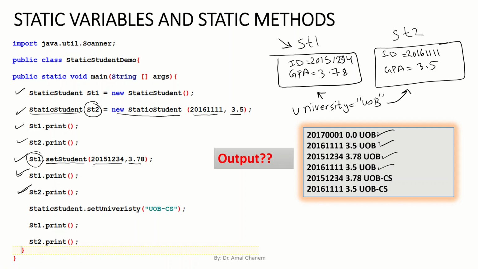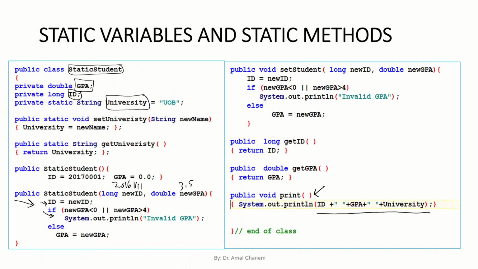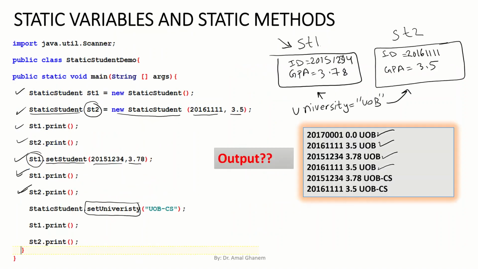Now let's call the method setUniversity. The method setUniversity has been declared in the previous slide as a static method. The way we can call this method, we can call it in three different ways. We can say st1.setUniversity, or st2.setUniversity, or we can use the class name, just like here they are saying Student.setUniversity.